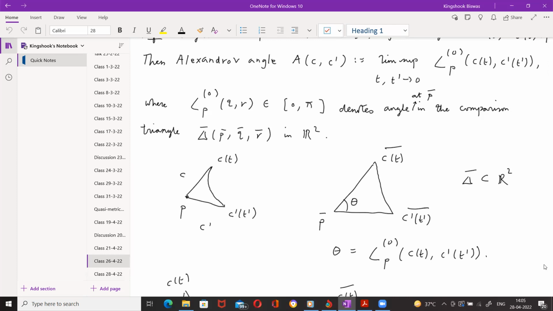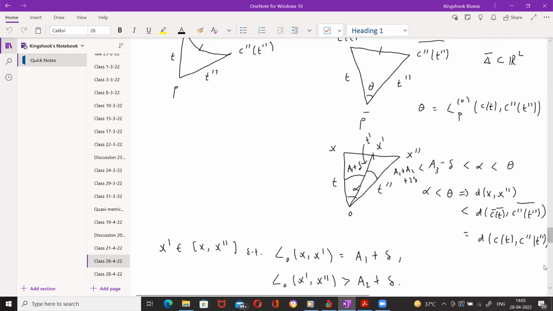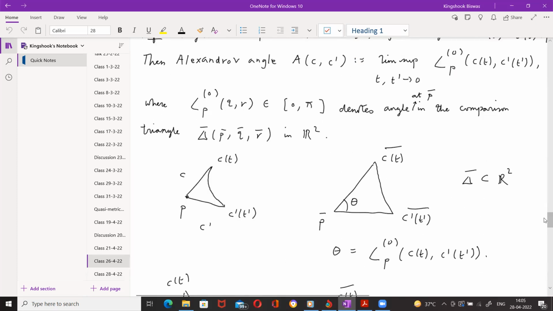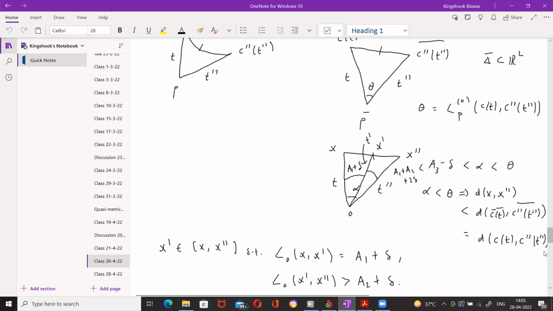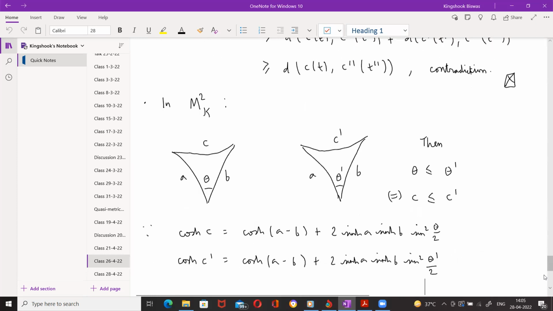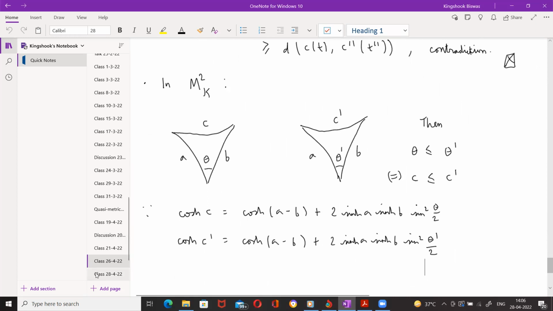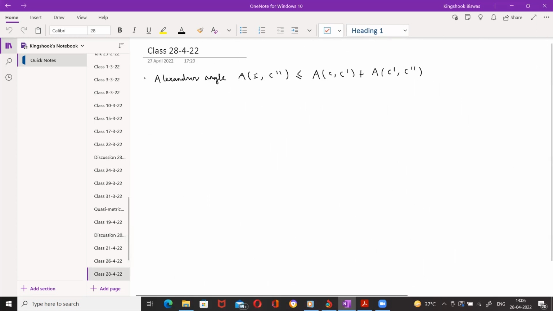So we proved last time that it satisfies this property: if I take three geodesics, C, C', and C'', then it satisfies a sort of triangle inequality, right? The Alexandrov angle between C and C'' is less than or equal to the Alexandrov angle between C and C' plus the angle between C' and C''. So that's where we finished last time.